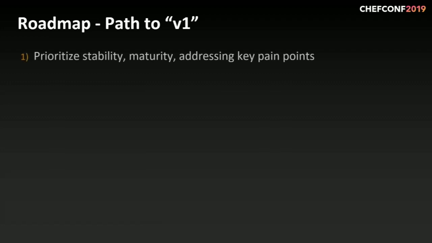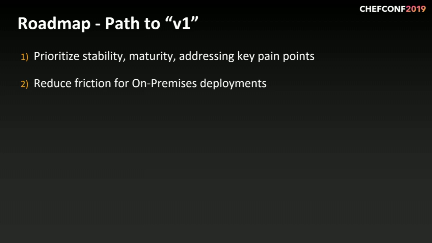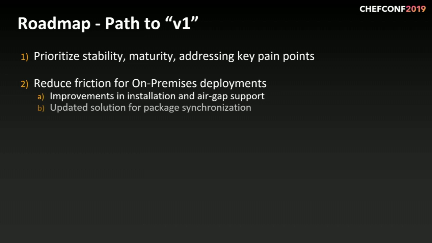So, path to V1. We're not V1 yet. And what we're prioritizing is things like stability, maturity, and addressing the key pain points that you have before we can say we're happy with where we are and where we want to be. And so we know on-premises is a pain point right now. We want to reduce the friction there. So we'll do improvements in installation. Air gap is another one that we don't quite have nailed down yet. So we want to do some more work there.